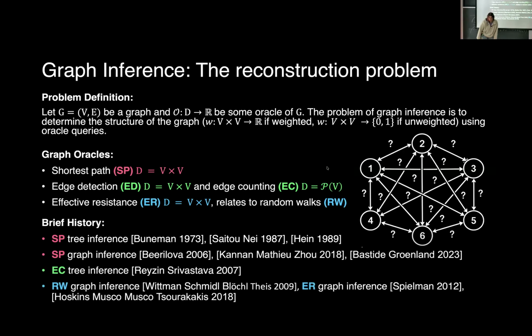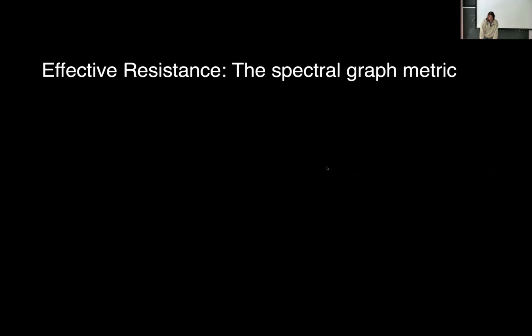And we can also infer graphs from random walks. This was shown by Whitman, Schmidt, Blochel, and Theis in 2009. Then it's alluded to in Spielman's 2012 lecture notes, and explored more thoroughly by Hoskins, Musco, and Sorakakis in 2018.